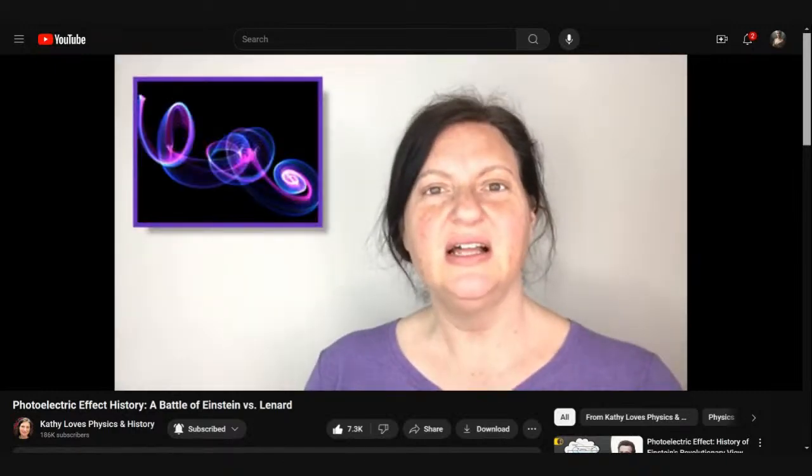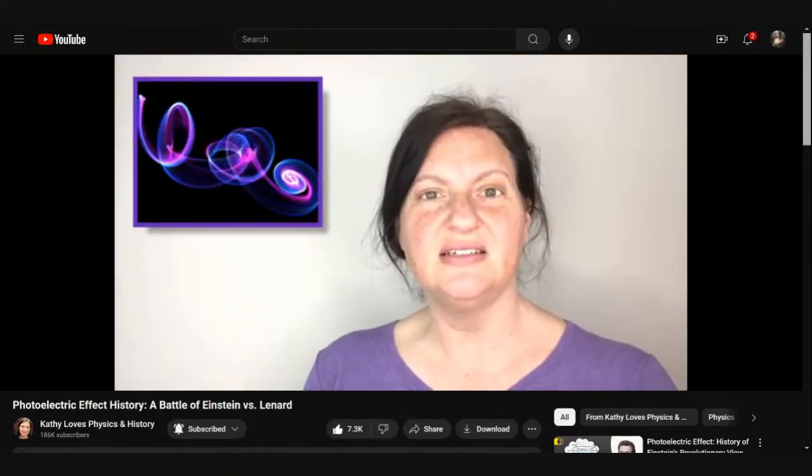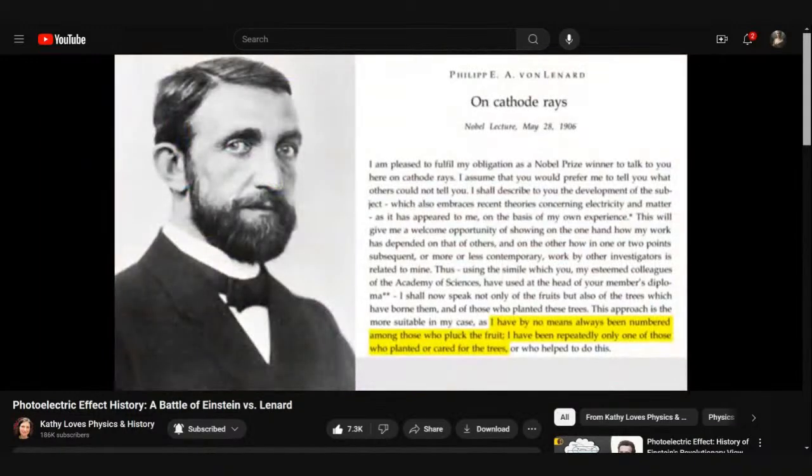In his speech accepting the award, Leonard freely acknowledged the work of others, including many Jewish scientists, and admitted that he wasn't always the person who brought ideas to fruition, saying, quote, I have by no means always numbered among those who plucked the fruit, but I've repeatedly been only one of those who planted or cared for the trees.